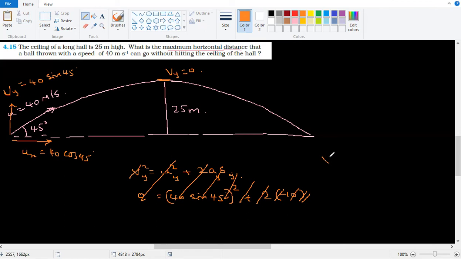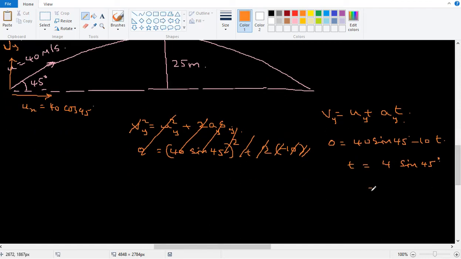So v is equal to u plus at. In y, 0 is equal to 40 sine 45 minus 10 into t. So this 10 and 40 will cancel. So t is equal to 4 sine 45. Sine 45 is 1 by root 2, so 4 by root 2. That's the time, so that is only to reach this distance. So the time of flight will be 2 times this, which means it will be 8 by root 2.